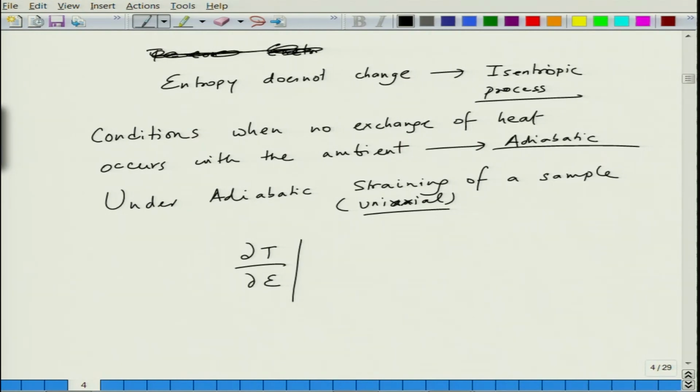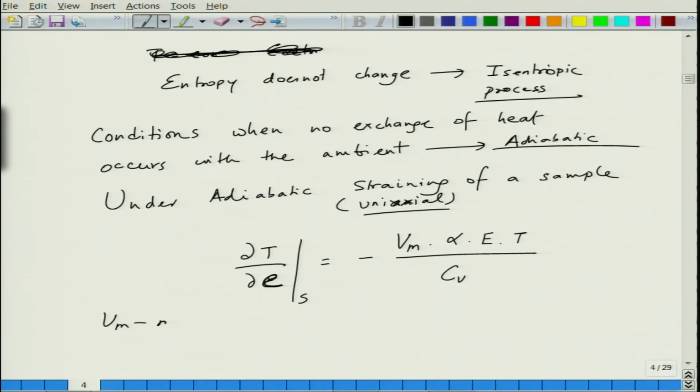So, when I say temperature, we are not changing the entropy, but of course, the temperature is changing. So, del T by del E, which is the change in the strain. So, the change in temperature as a function of strain at constant entropy is written as Vm into alpha into E into T divided by Cv. Okay. So, we are not going to do the derivation of this, but it can be derived easily. If you read any book on thermodynamics, you can find the derivation of this.